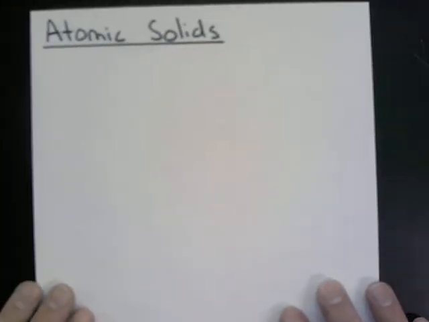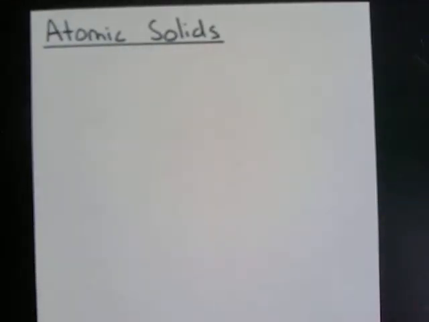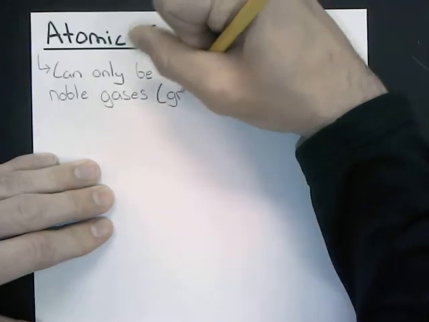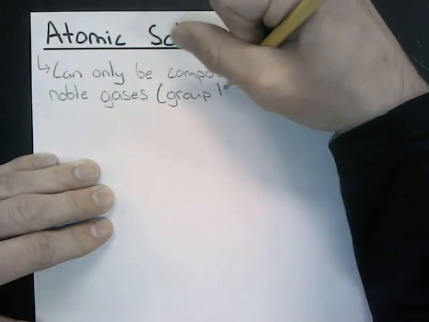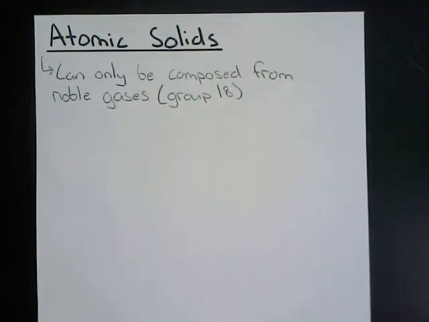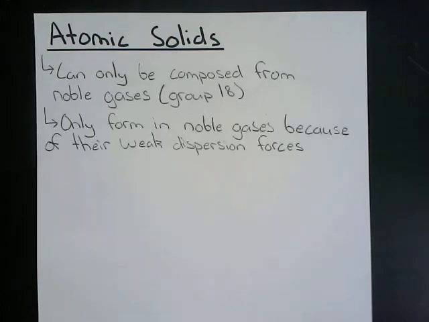Atomic solids are only composed of noble gases. Remember a couple of things. Noble gases are found in group 18 of the periodic table. And the reason that we have atomic solids is that noble gases are able to form atomic solids because of the weak dispersion forces between the atoms. For our noble gases, that is the only type of intermolecular force.